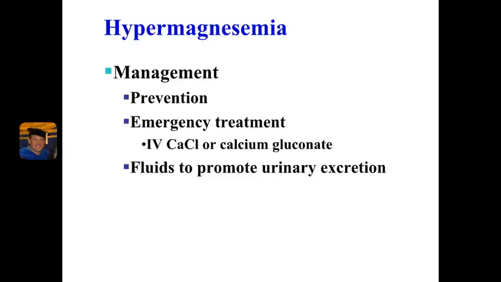For IV magnesium, you're going to assess deep tendon reflexes before you start to give it and then while you give it. For emergency treatment of hypermagnesemia, you're going to give IV calcium chloride or calcium gluconate. Giving higher doses of calcium helps to protect the heart from the excess magnesium, similar to the way that it does with high potassium.